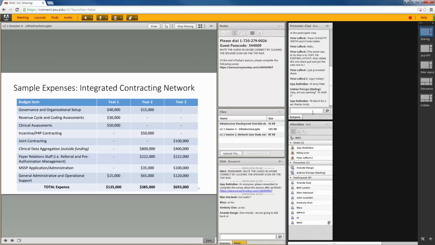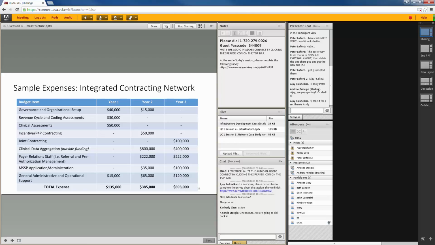And then you see things around incentive or pay-for-performance-based contracting, ultimately moving towards fully integrated contracting over time, the development of a payer relations function that includes referral and pre-authorization management, entering the shared savings program, and then administering the shared savings program, and then that really big line that says clinical data aggregation with a $1.2 million investment over a couple of years. But this is a pretty realistic breakout, not necessarily of the cost, although there's a lot of variables that go into that, but a pretty realistic breakout of what an organization might need to get itself up and running over the course of 3 years.